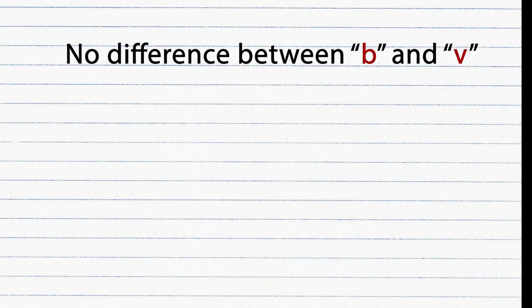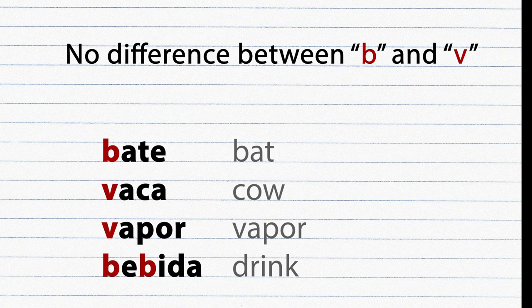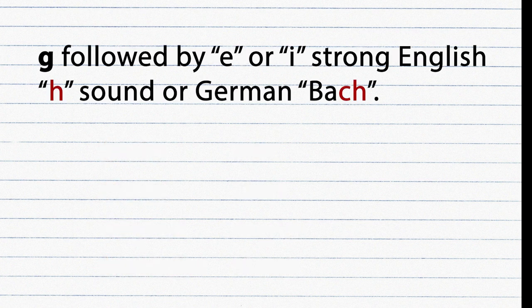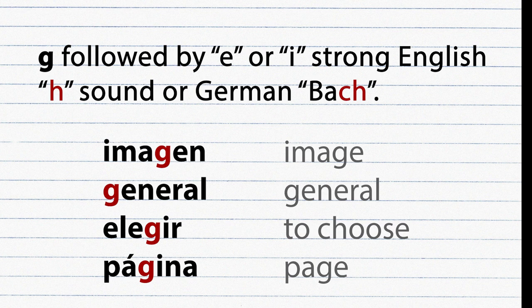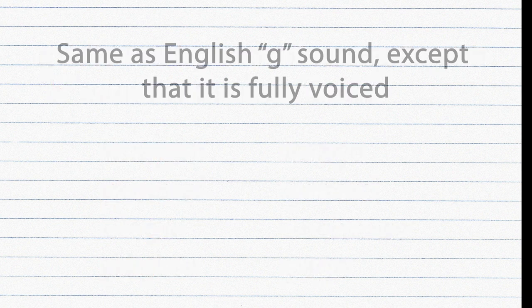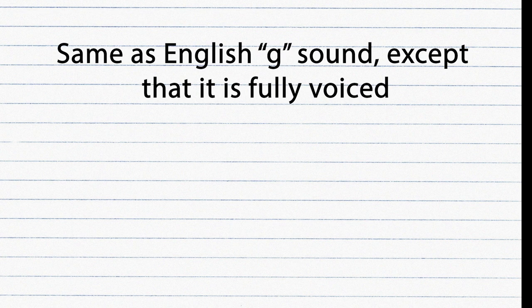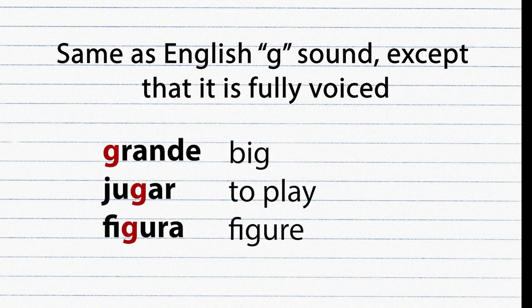In Spanish, there is no difference between letter B and letter V. For example: bate, vaca, vapor, bebida. When letter G is followed by E or I, it's pronounced as a strong English H sound or German Bach. Imagen, general, elegir, página. In other cases, the letter G is the same as a typical English G sound, except that it's fully voiced. Grande, jugar, figura.